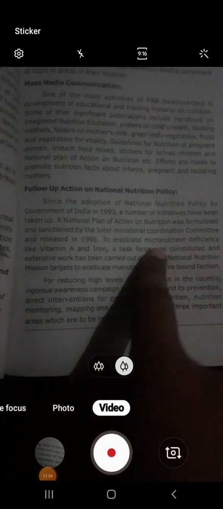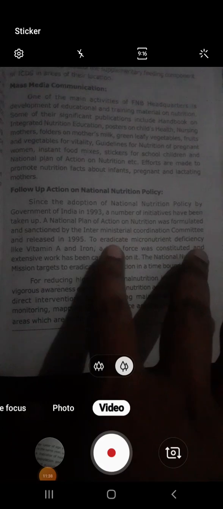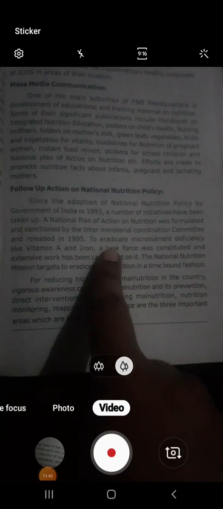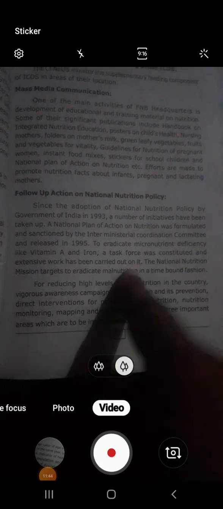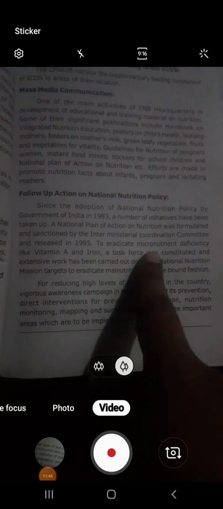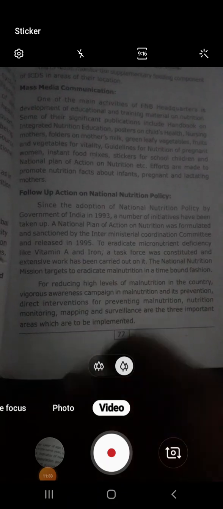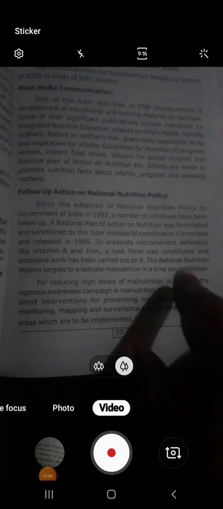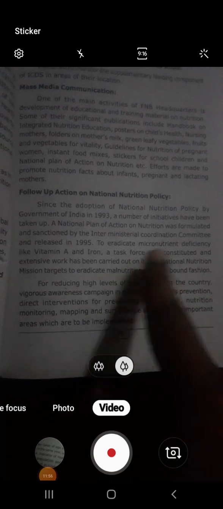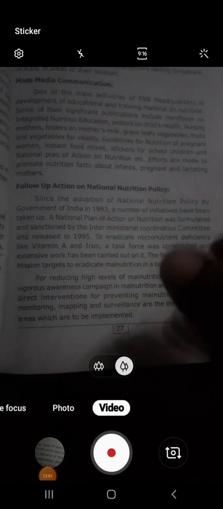Coming to the National Nutrition Policy, the government took up the rule in 1993 that some plans should be implemented about nutrition, sanctioned by the Interministerial Coordination Committee, which was released in 1995. To reduce micronutrient deficiency like vitamin A and iron, a task force of some members was constituted and they have worked on it.